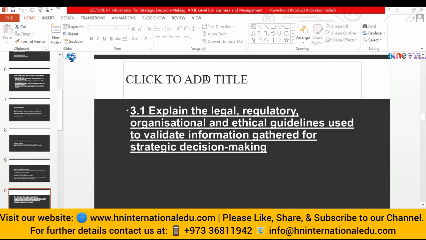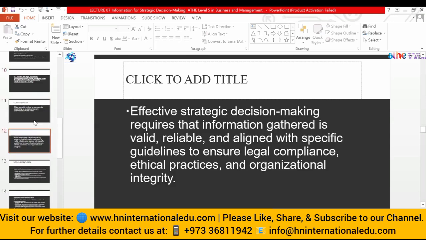And for that, there are certain steps through which we go to rectify and check the validity of the information so that we can make the decision smoothly. Effective strategic decision making requires that information gathered is valid, reliable, and aligned with specific guidelines to ensure legal compliance, ethical practices, and organizational integrity.